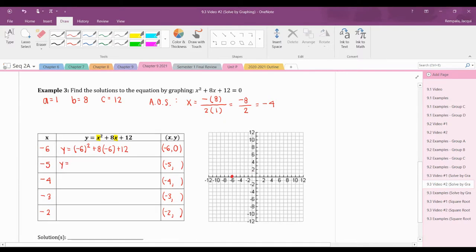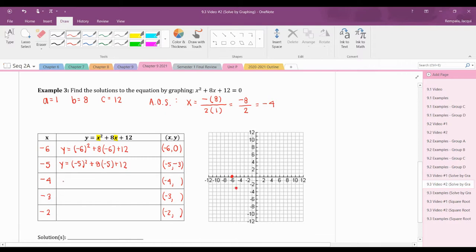So now I'm going to do negative 5. So in parentheses, negative 5 squared plus 8 times negative 5 plus 12. So once again, I'm going to very carefully type what I have written into my calculator, making sure not to lose any parentheses. And it looks like we get negative 3. So negative 5 means I move 5 to the left. Negative 3 means we move down 3.